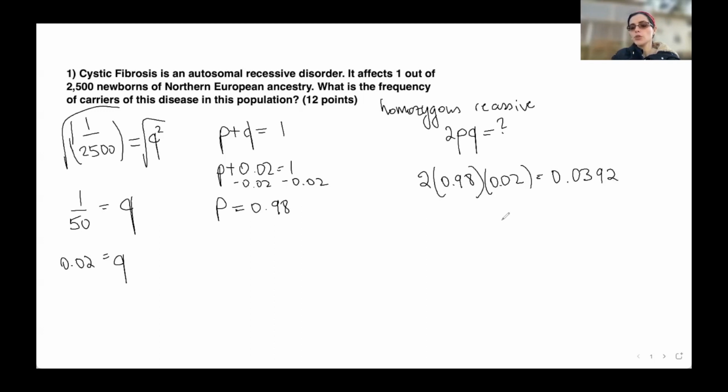I got 0.0392. If you want to convert it to percentage, all you do is multiply the frequency by 100, and then you get 3.92%. So if you got this number, congratulations, you can give yourself 12 points. You got it right. And now let's do the next one.